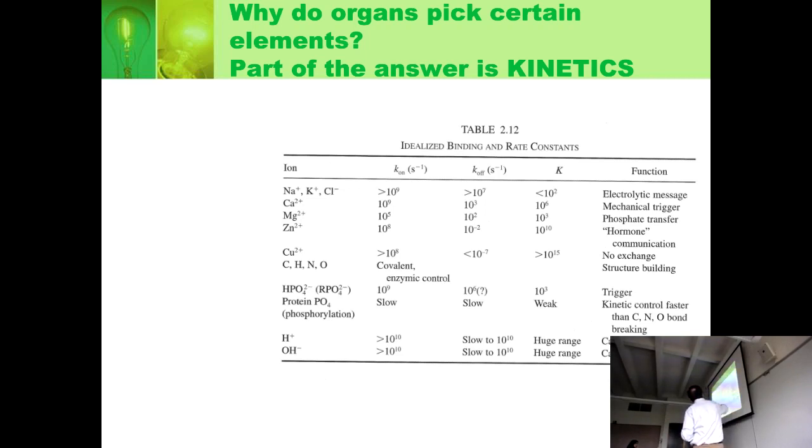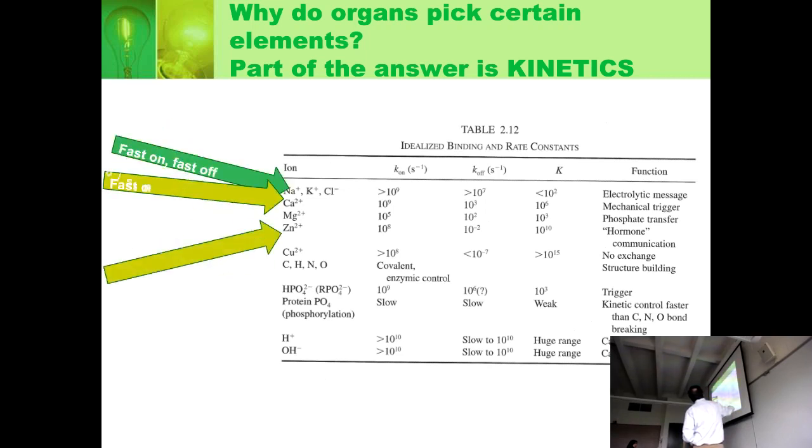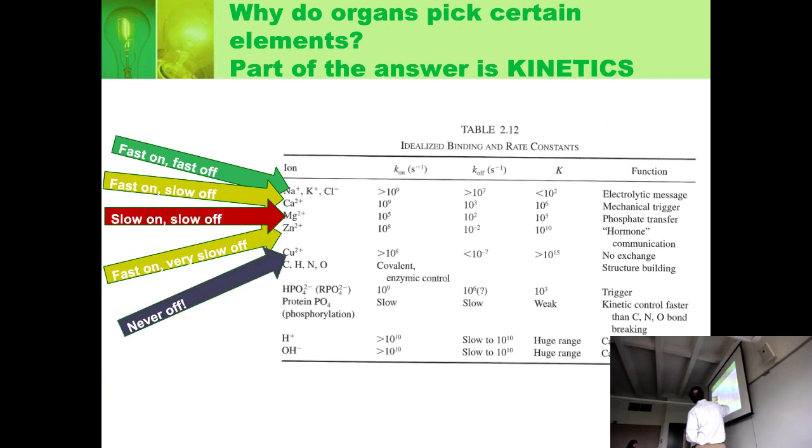And copper, it's really fast on, but it's almost unmeasurable how off. It never lets go. So it's not good for communication at all. It's like the signal that you can turn it on, but you can never turn it off. You have to turn off the signal at some point for it to be a good signal. And so I just want you to look at these and to realize that these are fast on, fast off. These are slower on, slower off. And then you have the slow on, slow off is magnesium, and copper is never off, basically.